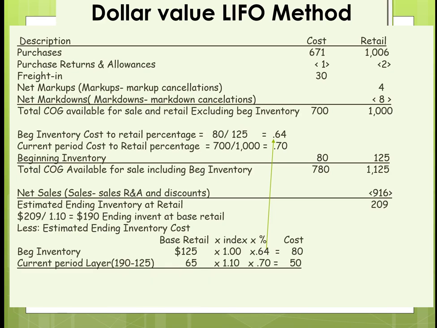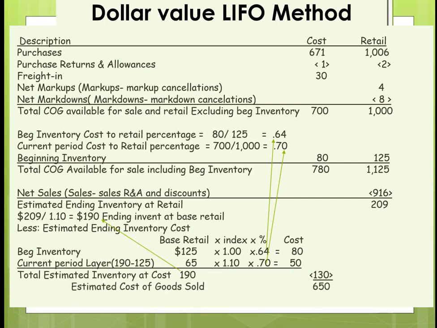And then we're going to take our layer, which is the difference between the 190 and the 125 times the 110 times 70%, and that gives us the cost for the layer, which gives you 130, and that gives you your estimated cost of goods sold. I would really like to know who comes up with this stuff. But needless to say, that's how you figure out dollar value LIFO. Good luck on that one.